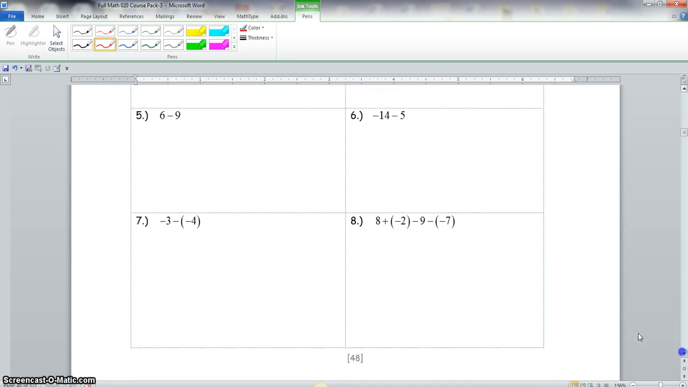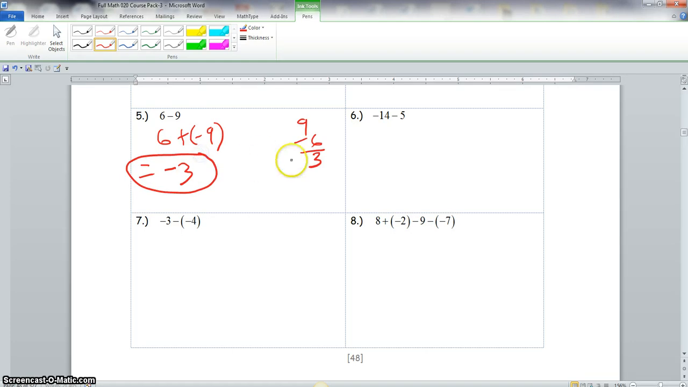Now we scroll down here to number 5. 6 minus 9. Now remember, in your head, you should be thinking 6 plus a negative 9. And we know when we add with different signs, we subtract. So we can go off to the side and say 9 minus 6 will give us 3. So we know our answer is going to have a 3 in it. But since 9 is negative and is more units from 0 than 6, then your answer would be negative 3.